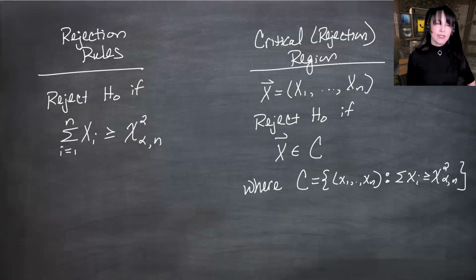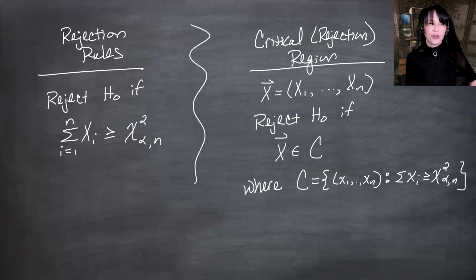So we're saying the same thing on both sides of the screen here. But by saying it in the second way, by using this critical region or rejection region notation, it's going to allow us to really simplify our discussions ahead.